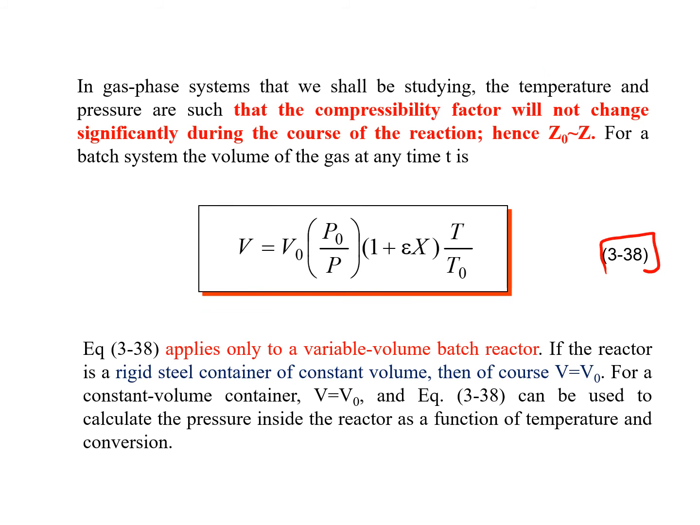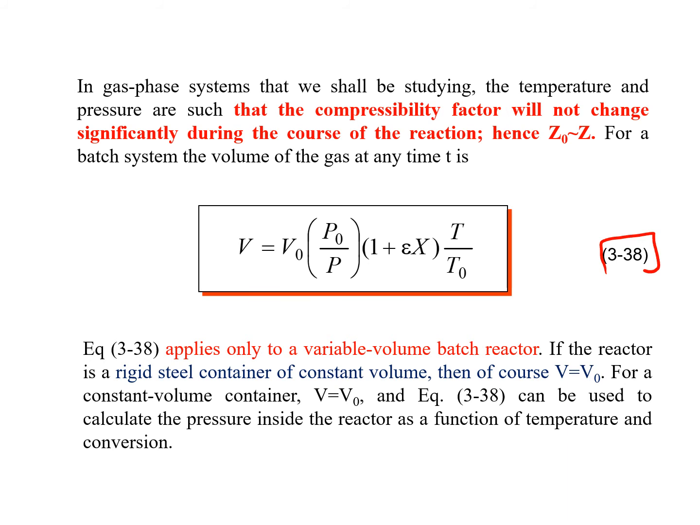In the gas phase system that we shall be studying, the temperature and pressure are such that the compressibility factor will not change significantly during the course of the reaction. Hence, Z0 is equal to Z, so we already cancelled the Z terms. For a batch system, the volume of the gas at any time t is defined as V equal to V0, P0 over P, 1 plus epsilon x, T over T0.